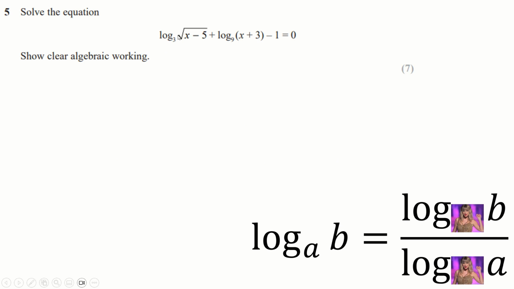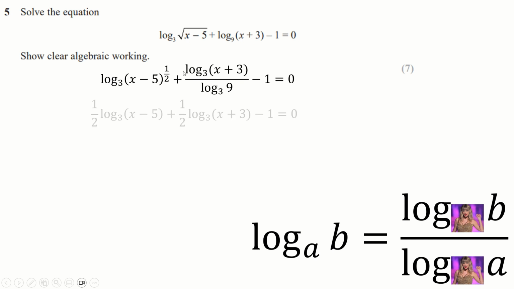I'm going to write x minus 5 rooted to the power half instead, of course. You can see what I'm about to do with that, I hope. And then this one here, I'm going to write as log to base 3. I'm just choosing 3 because I just want to, of this thing over log to base 3 of that one there. Log to base 3 of 9 is 2, so dividing by 2 is the same as times by a half.